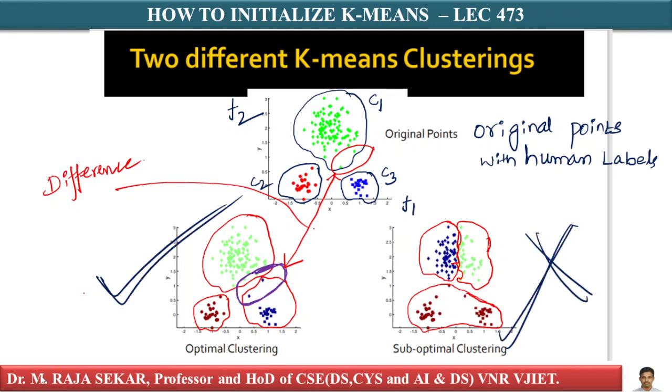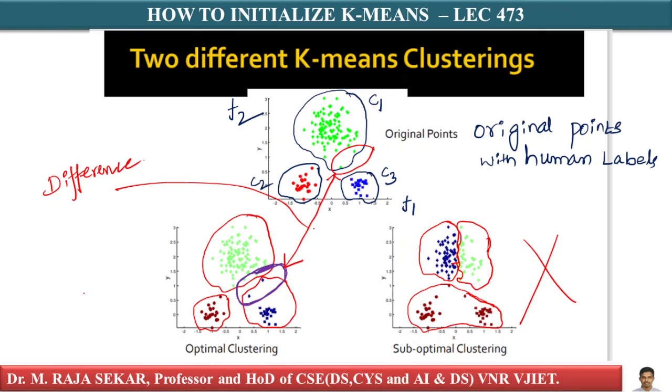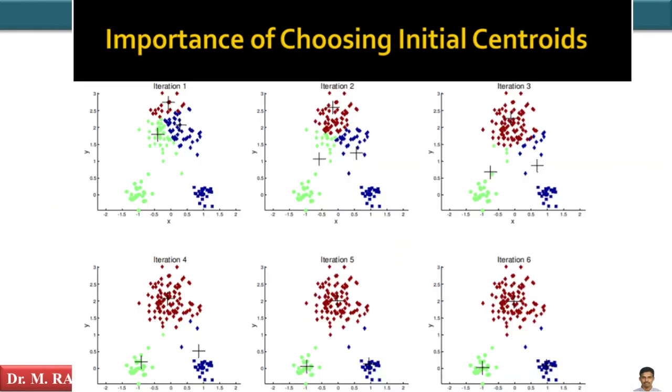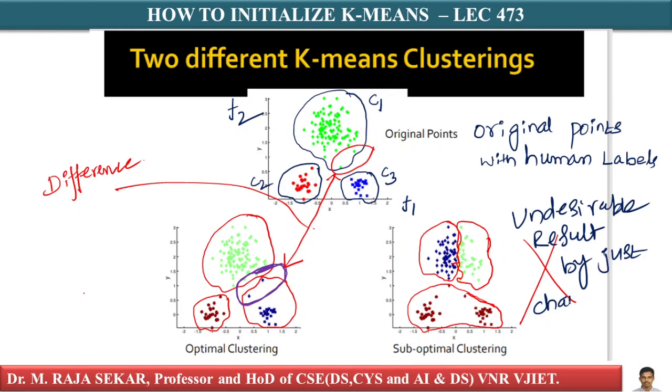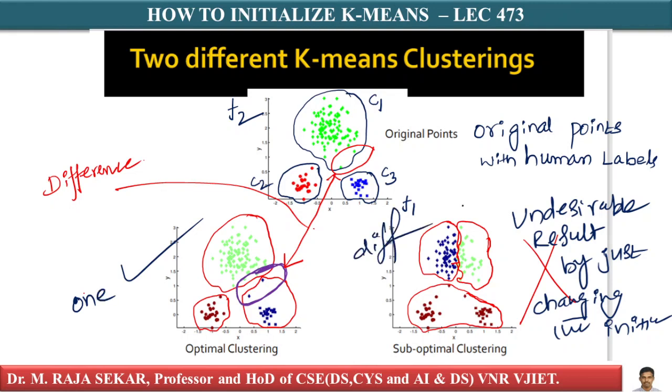How can I say this one? Yes, you can get this undesirable result. You can say this one is undesirable. Which one is undesirable? This one. You can get this undesirable result by just changing the initialization. This is okay for one initialization. This is for one initialization. This is for a different initialization, isn't it?